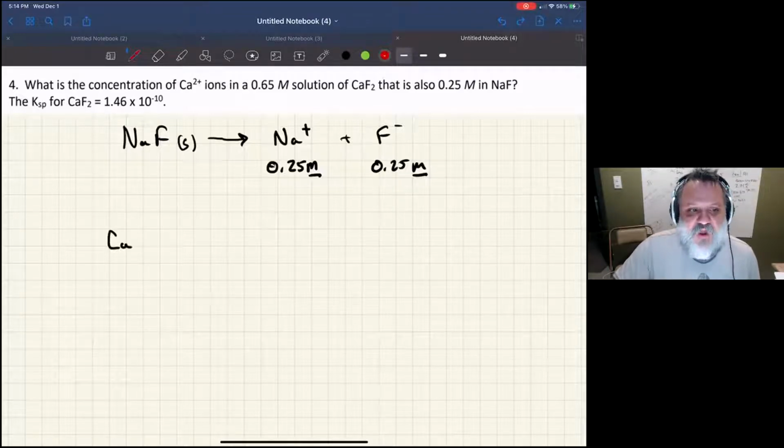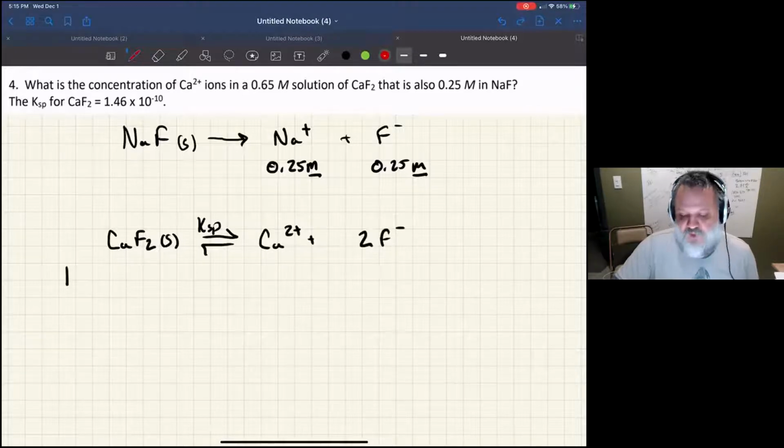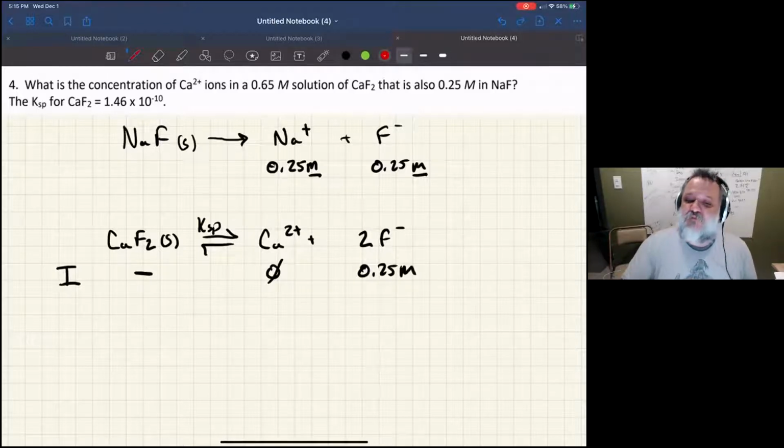Now, calcium fluoride is not soluble. It makes an equilibrium, and it has its own equilibrium constant. Its products are calcium ion and fluoride ion. But here's that part that I was telling you about. The initial concentration of the solid is obviously ignored. The calcium ion concentration is zero, but we already have some fluoride in the solution, 0.25 molar. And so we need to take that into account in our ICE table.